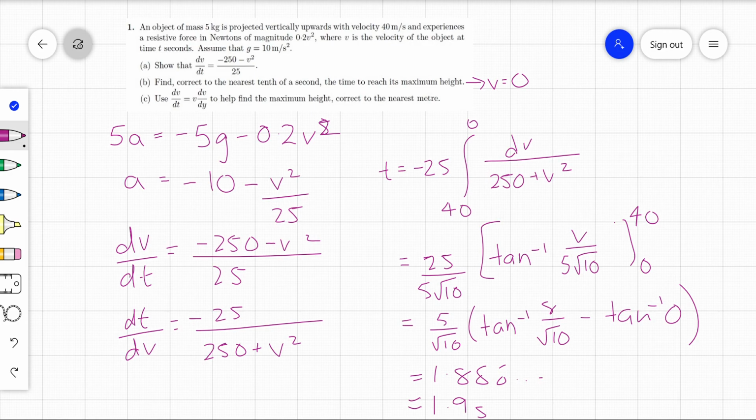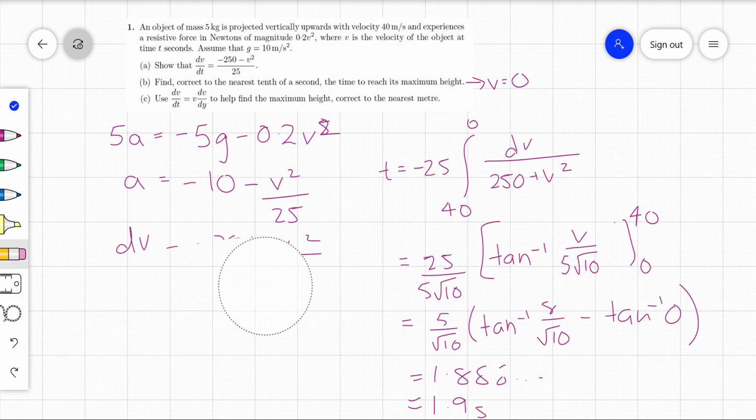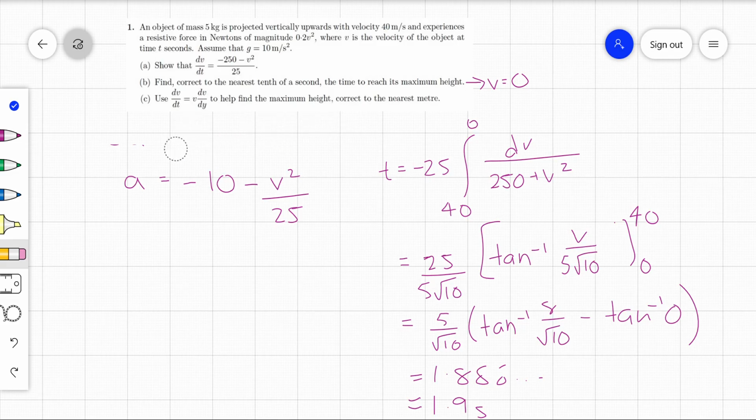Then in part C, we want to find the actual maximum height. So we know the maximum height occurs when velocity equals 0. So we really need an x-v equation. So we're going to go back to our acceleration equation and change it to v dv/dx. Now we've got an x and a v.